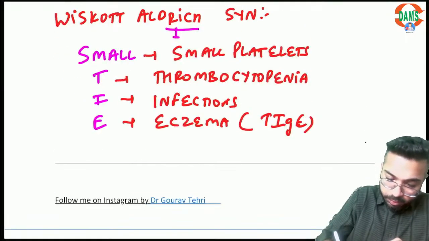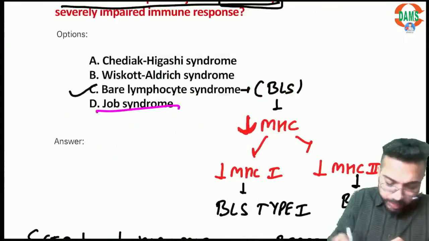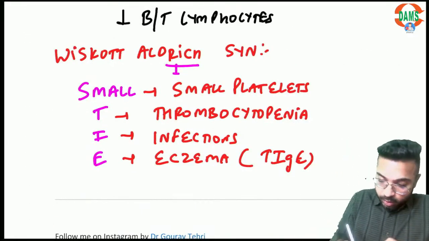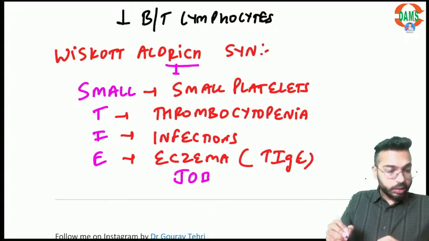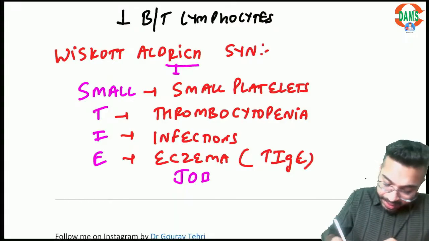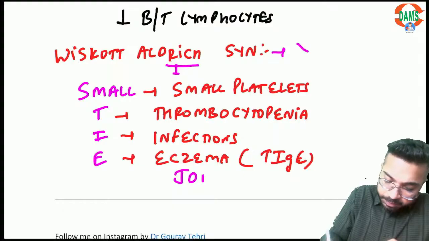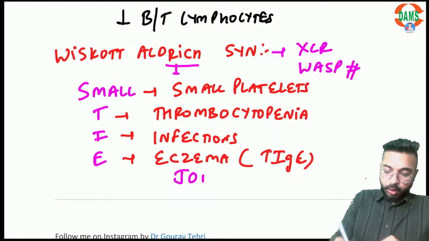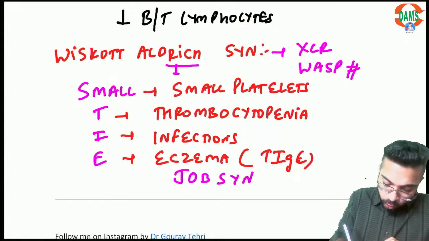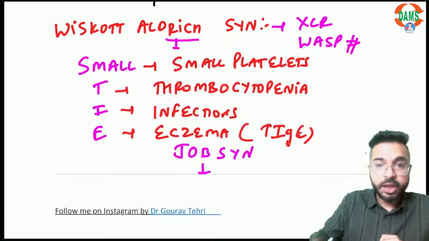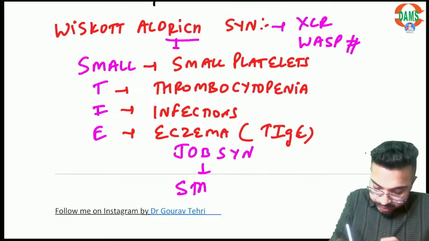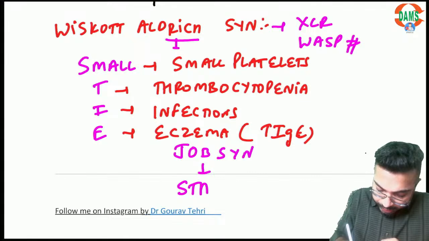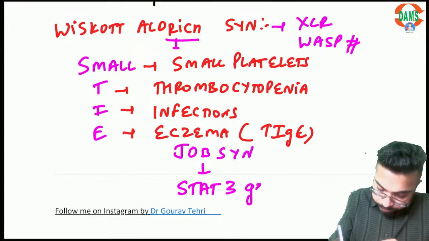And then there was one more syndrome that they asked us, Job syndrome. Anybody, what is Job syndrome? In Wiskott-Aldrich syndrome, Ig level increases. What about Job syndrome? Wiskott-Aldrich is X-linked recessive, a WASP gene mutation, but I am not talking about that. You told me the WASP gene. So come on, Job syndrome occurs because of STAT3 gene mutation.